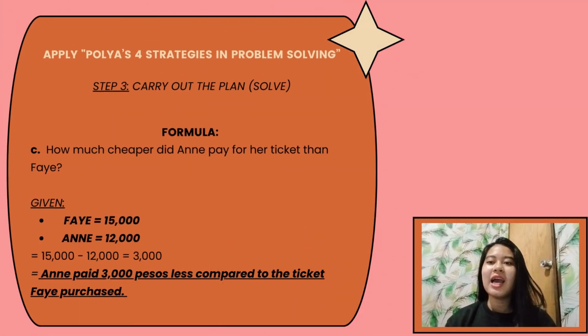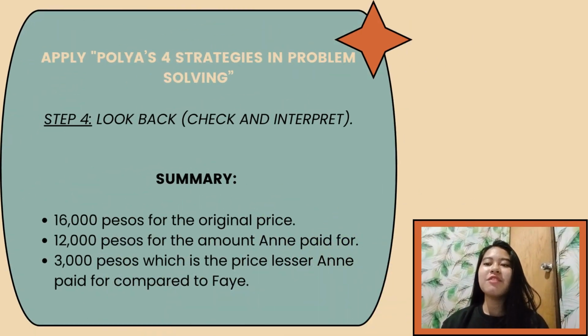Finally, for letter C, how much cheaper did Anne pay for her ticket than Faye? As stated in the previous solutions, we figured out that Faye paid a total of 15,000 pesos while Anne paid a total of 12,000 pesos. Since the question asks how much cheaper Anne's ticket is compared to Faye's, we subtract 15,000 minus 12,000, which gives us 3,000 pesos, which means that Anne paid 3,000 pesos less than the ticket Faye purchased.